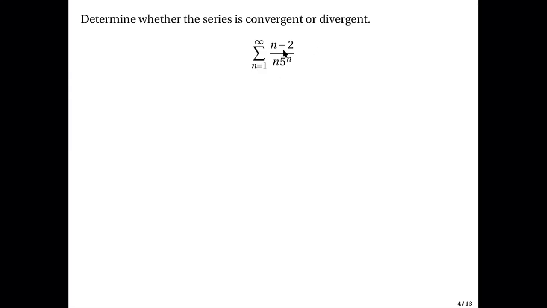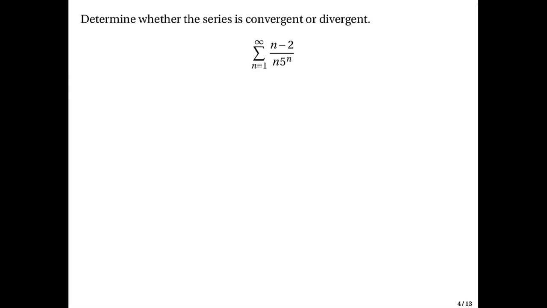Now, observe the terms here. The terms here are not always positive because when n equals 1, this is negative. When n equals 2, this is 0. But when n equals 3 and further, this is positive. So you can always start with n equals 3 and then just add n equals 1 later. So let's just do that.